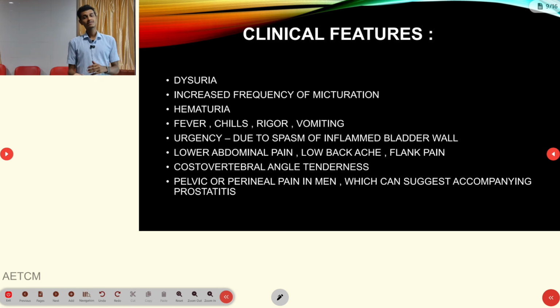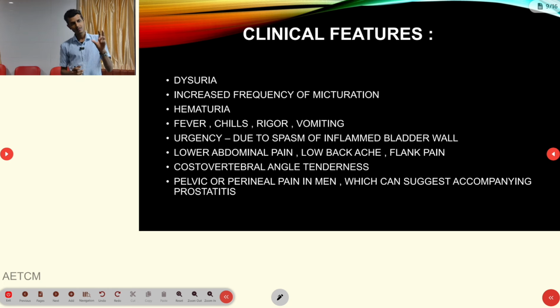Pain wise, where will the pain arise? The pain depends completely on the area involved in the infection. If the infection is in the bladder, lower abdominal pain will arise. If it is targeting the ureter or kidney, low back pain and flank pain will arise.